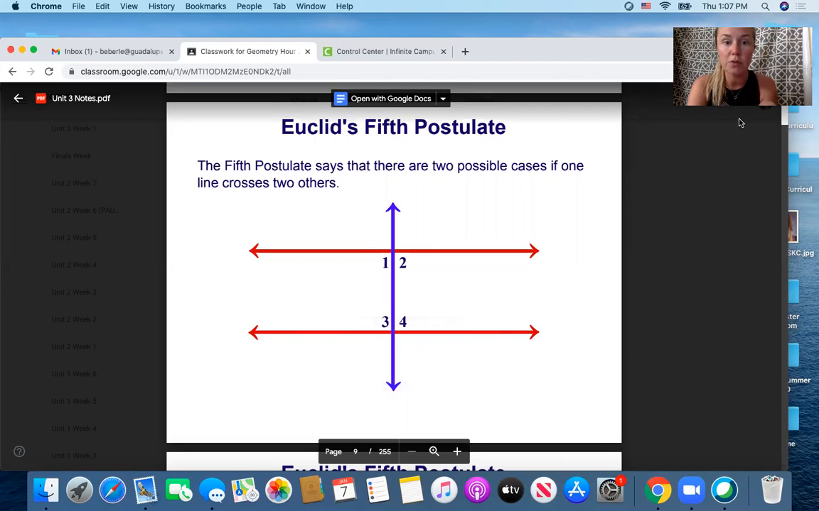And it's so that blue line right here, what would the name of that blue line be? It starts with a T. Any guesses? It is a transversal. So a transversal is the blue line in the picture, and that is a line that is crossing over 2 other lines.